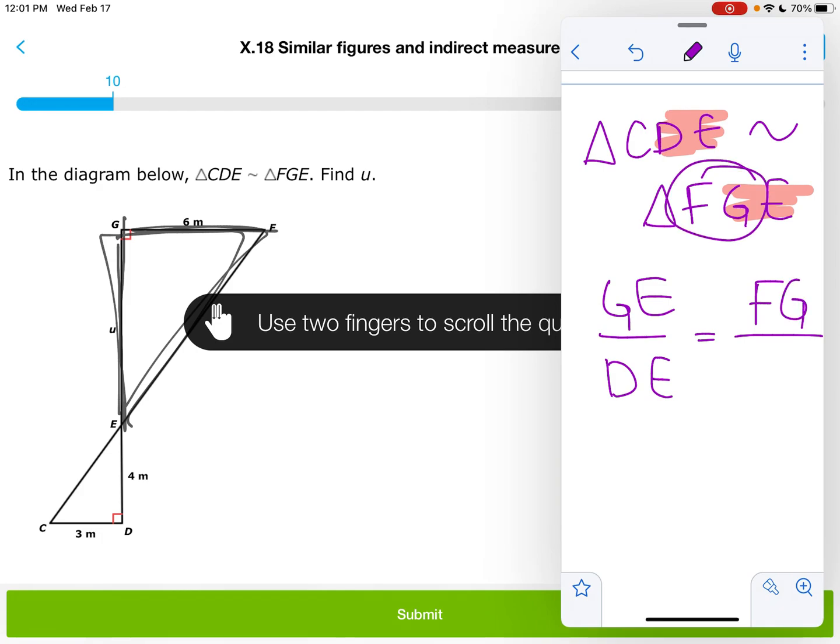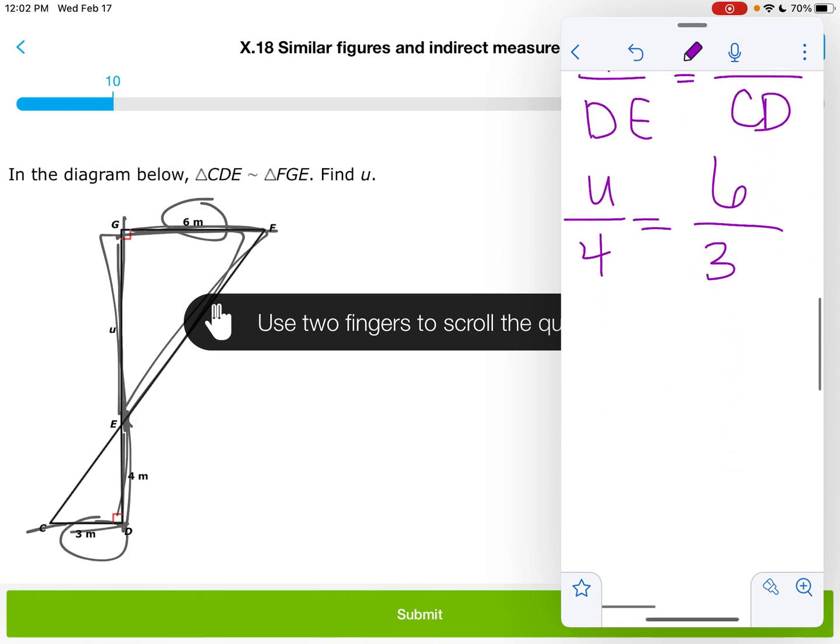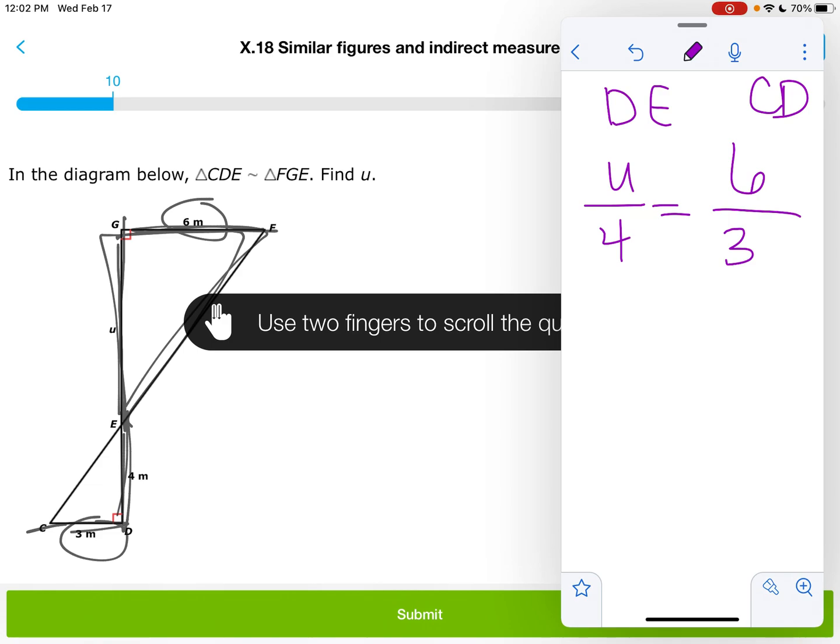If you notice, FG is the first two letters. That means we're looking at CD, because those sides are similar, which means they are pretty close to being the same. Okay, so now let's plug our numbers in. GE, we don't know what that is. That is letter U. DE is 4, and that's equal to FG, we know is 6, and CD, we know is 3. Okay, now we have our proportion set up.